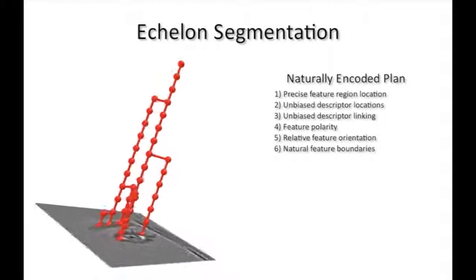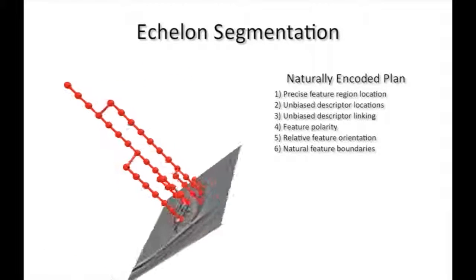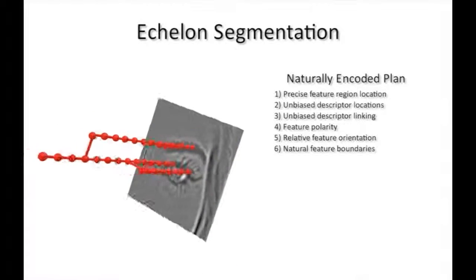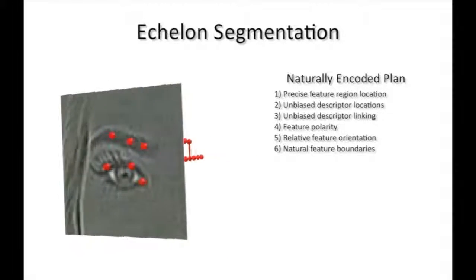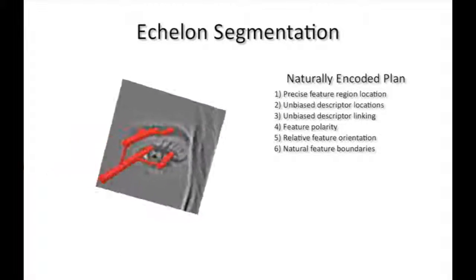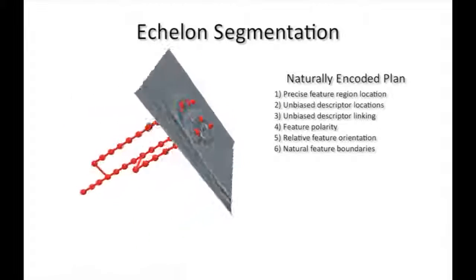In summary, echelon segmentation is based on a naturally encoded plan available in all images. The plan links feature regions in the spatial domain into whole objects and enables autonomous all-view learning, as further described in the next video in this series.